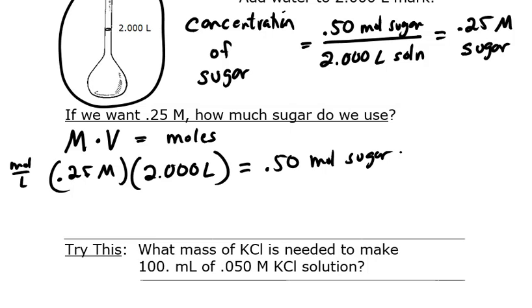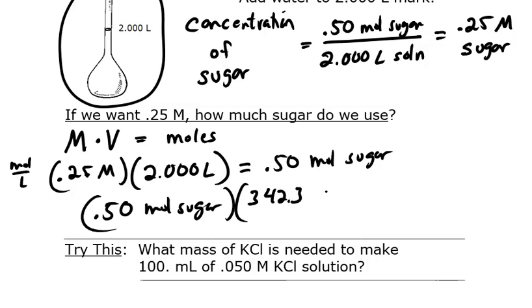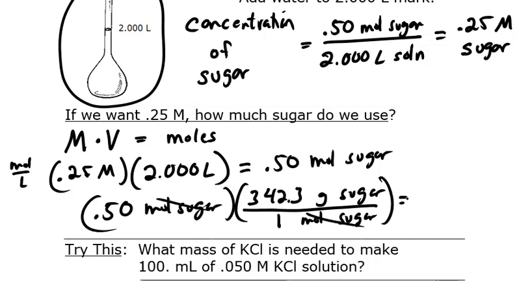sugar. However, you can't measure moles of sugar. What you can measure is a mass, so we have to convert that to mass. And the conversion from moles to mass is the molar mass. So we take 0.5 moles of sugar, and we multiply by the molar mass for sugar, which I'm going to give to you, 342.3 grams of sugar per 1 mole of sugar. We'll cancel the moles of sugar, and the amount we need to measure is 85.6 grams. Okay, which we can do on a balance.